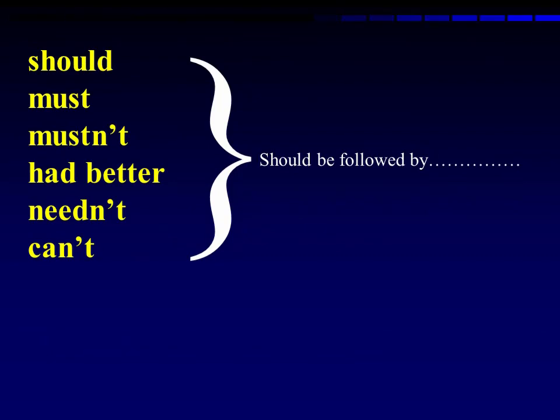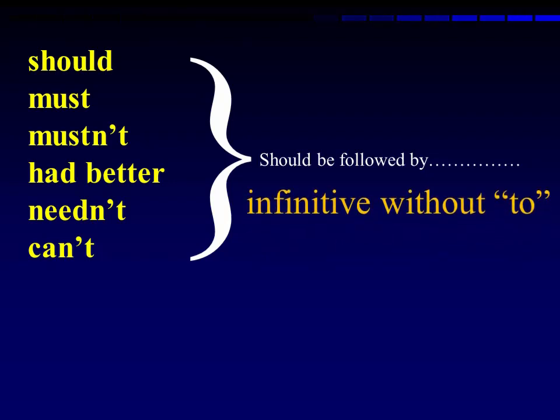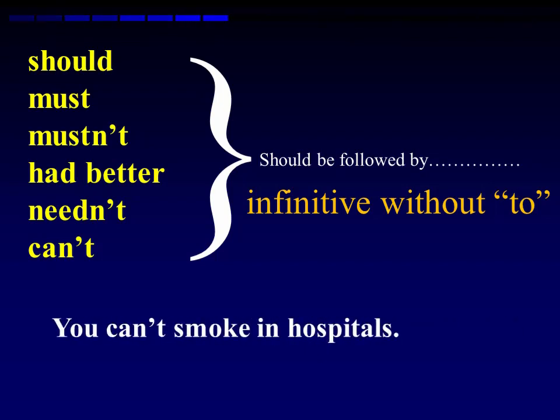Should, must, mustn't, had better, needn't, can't. All these words should be followed by the infinitive of the verb, but without to. Good. Okay. Here we have an example about this. You can't smoke in hospitals. Here, can't is one of these modal verbs. That's why we use the infinitive of the verb, which is smoke, without any additions.